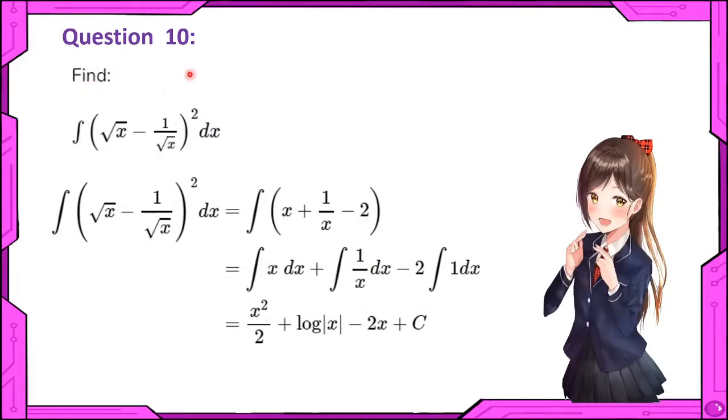Here, question number 10, students. In between I have left a few questions. They are very simple and easy questions, please try yourself. We have to integrate (root x minus 1 by root x) whole square. First of all, open it by using the property of (a minus b) whole square. Now split all the terms and integrate separately. Integration of x, what is it? x^2 upon 2, because the power is 1 so we add 1 to the power. The integral of 1/x is log x, and minus 2 is a constant, the integral of 1 is x, plus c.